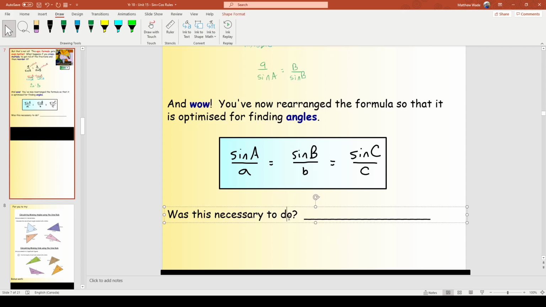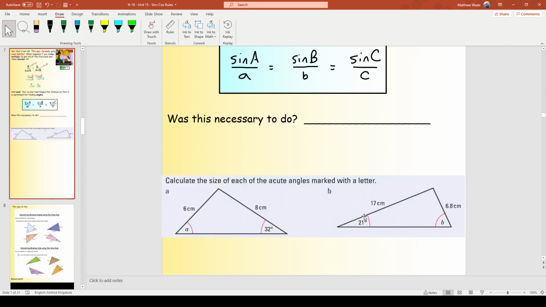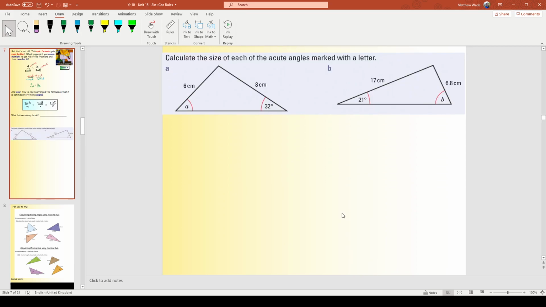Okay, was it necessary to do though? No, we could have just used the original formula and just put numbers into that and solved with that. But this gets rid of fractions, makes it a bit easier, so that's why we do it. Okay, couple just to try. It works the same way, okay, buddies? It's exactly the same as the other one.